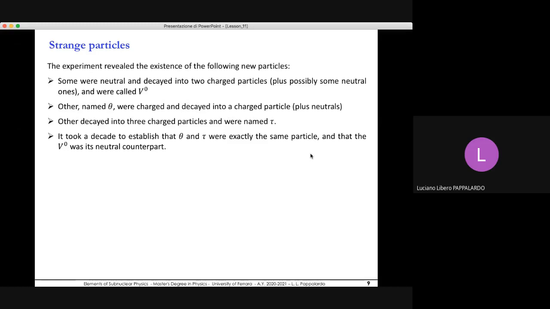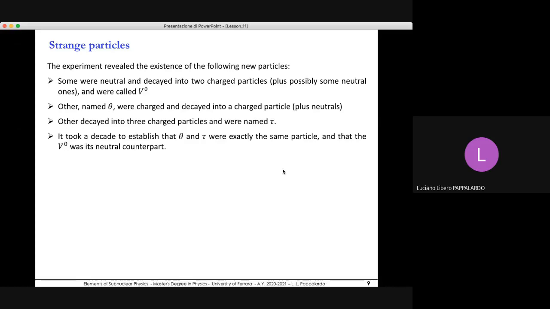This was not expected. And the experiment revealed the existence of the following new particles. Some were neutral and decayed into 2 charged particles, plus possibly also some neutral particles which were not detected. These were called V0. Others, which were called theta, were charged and decayed into a charged particle, plus possibly also neutral particles. And others decayed into 3 charged particles and were named tau. So essentially they claimed the observation of 3 new particles, with some strange behavior.